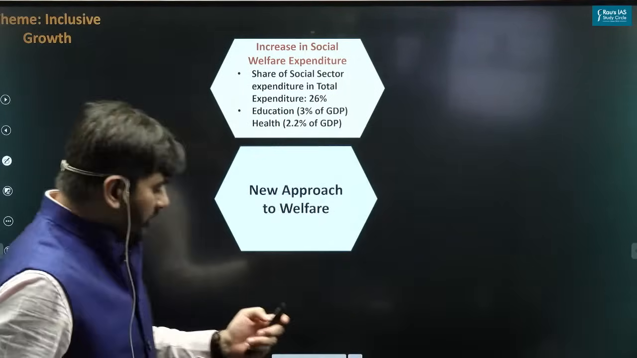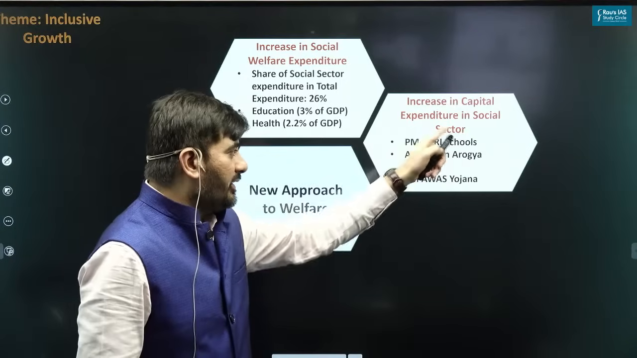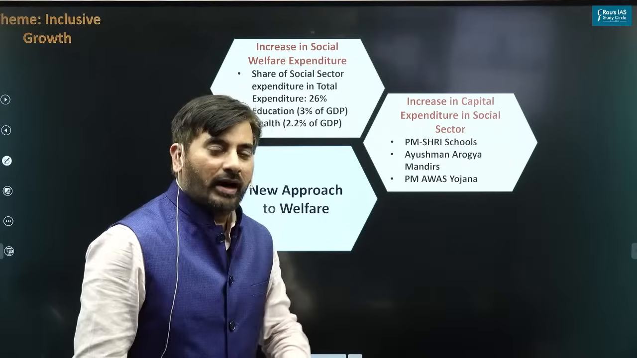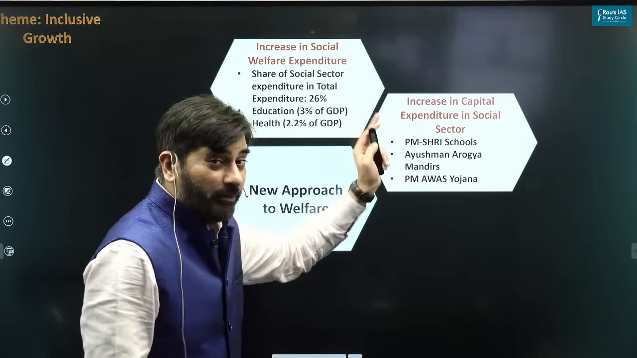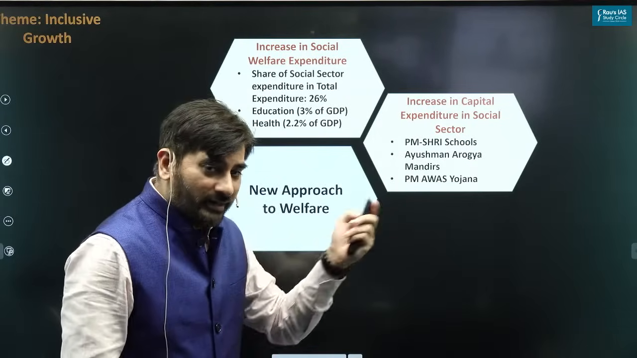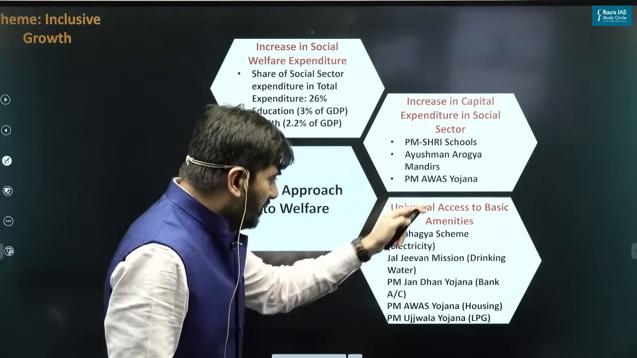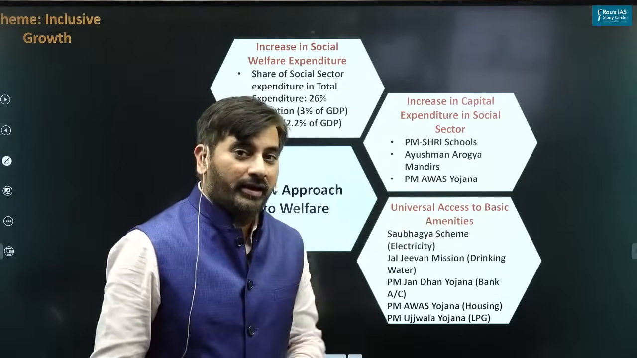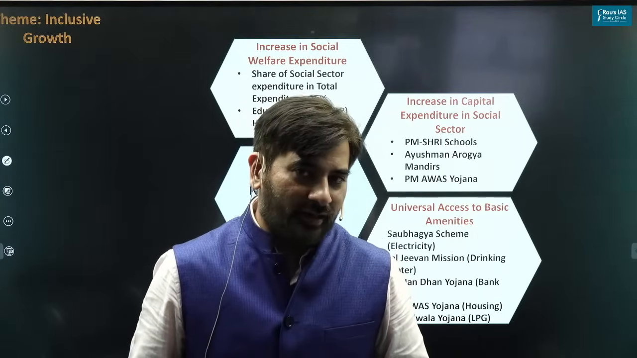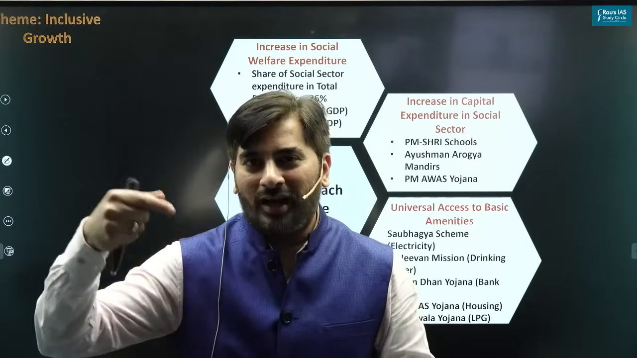Now, for example, you can just see here, increase in capital expenditure in social sector like PM Shri schools, Ayushman Arogya Mandirs, PM Awas Yojana. So this is the second important change which has taken place. Let's look at the third important change which has taken place, which is universal access to basic amenities. What is this universal access to basic amenities? In order to make you understand this, let's understand as to what used to happen before.